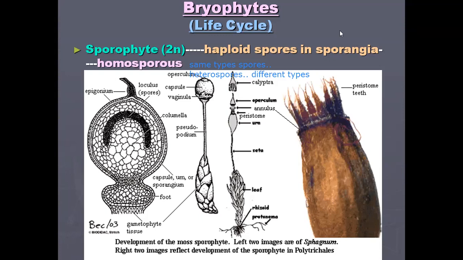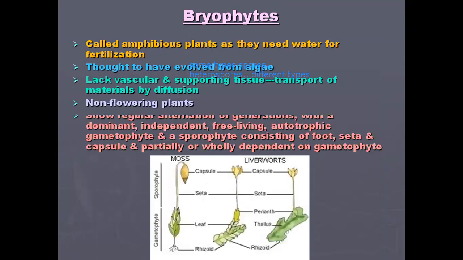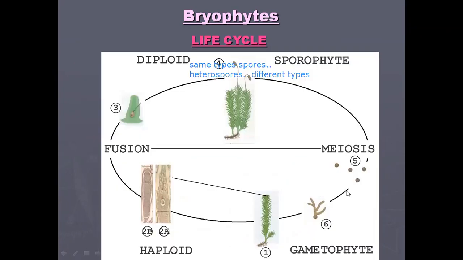In the gametophyte generation, let us discuss the general characteristics once. It shows alternation of generation, with a gametophyte generation which is dominant, independent, free living, and autotrophic, with n number of chromosomes. The sporophyte generation consists of foot, seta, and capsule partially, and mainly it is wholly dependent on the gametophyte.